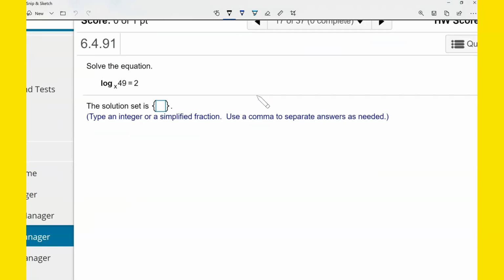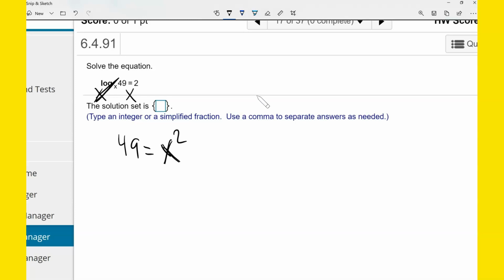We're trying to get x by itself, but the way that we might need to do that is to get rid of the log by exponentiating both sides. With an exponential base x, because the exponential base needs to match the log base. So to get rid of a log base x, I use an exponential base x, and that cancels that out. So now I've got 49 equals x squared.